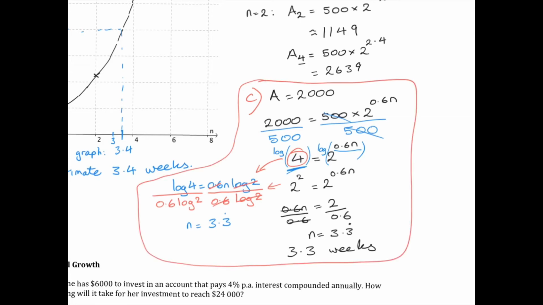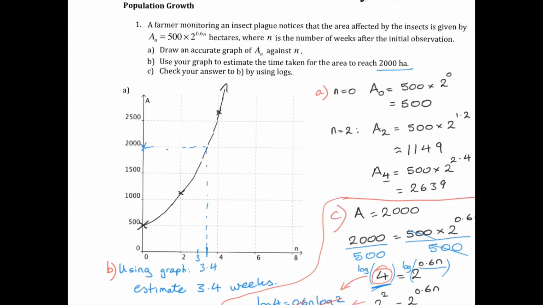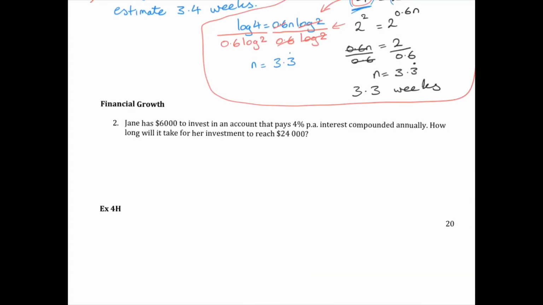And also hopefully you realize that if you graphed this on your calculator, you could trace your graph and find when it equals 2,000, and that's another way to estimate how long it would take, and you should get about 3.3 weeks.